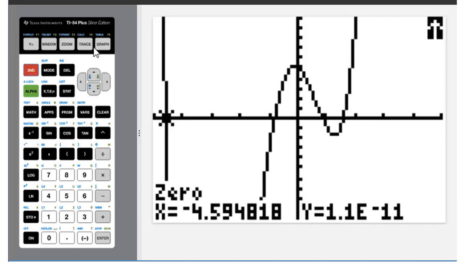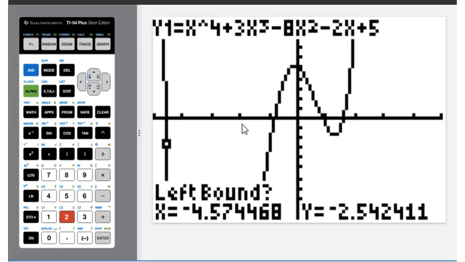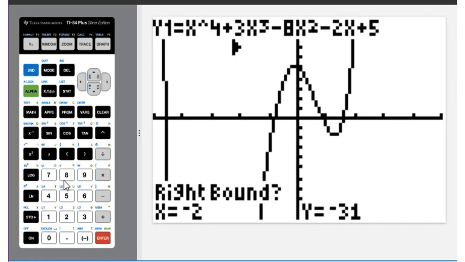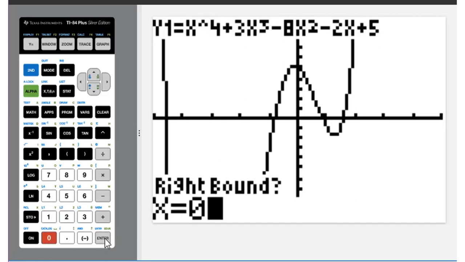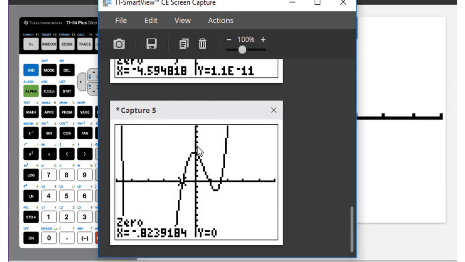Then go to the second zero. I do second trace 2. This will be -2, so I do the left bound, that's -2. Enter. Right bound, you could see 0 here. Enter. So we got this one is -0.82. So we still take a picture.